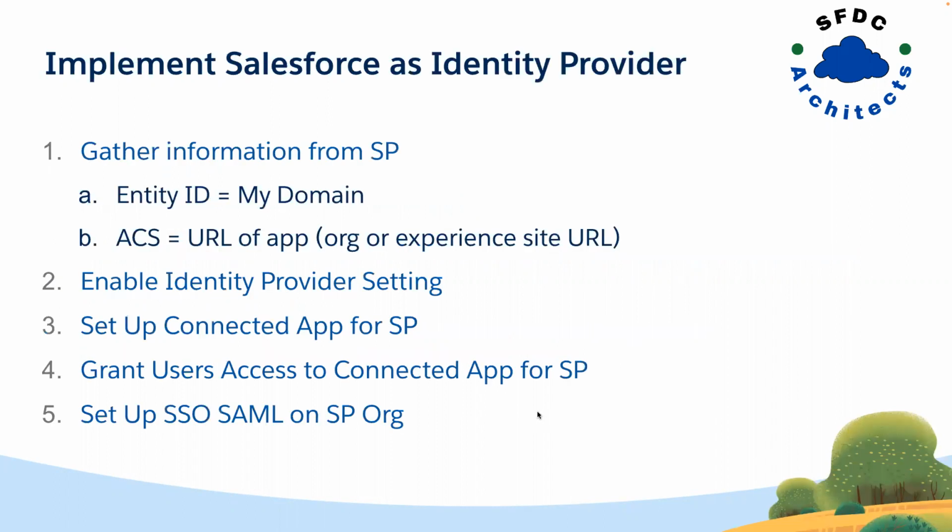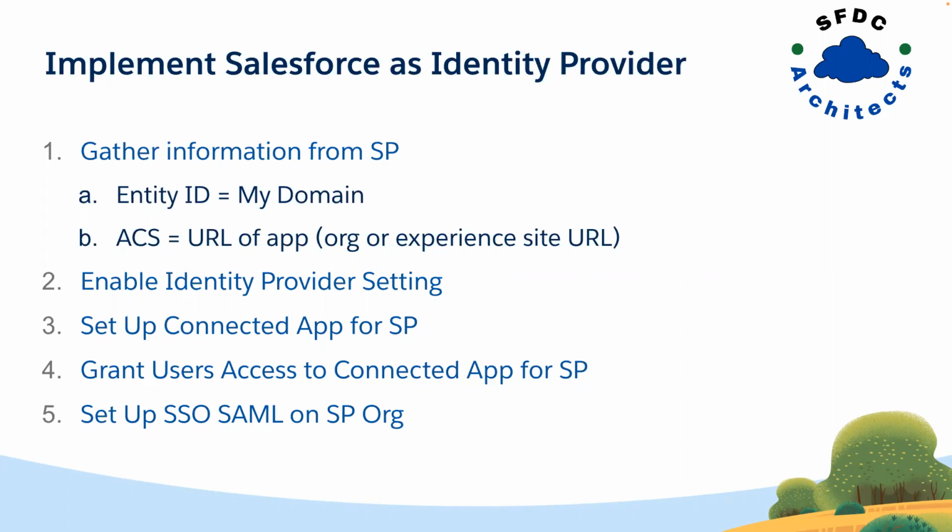So let's talk about implementing Salesforce as SAML identity provider. This one is going to work a lot like the demo that we looked at last week, where you're going to gather your information from your service provider because you need to know their identity ID, which is going to be a URL, and their ACS, in case you're using an experience site or something that's a subdomain under that URL. And then you're going to enable the identity provider setting on your identity provider org.